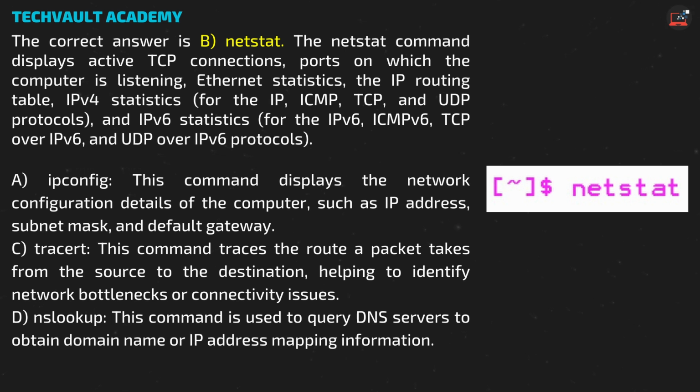A. ipconfig. This command displays the network configuration details of the computer, such as IP address, subnet mask, and default gateway. C. tracert. This command traces the route a packet takes from the source to the destination, helping to identify network bottlenecks or connectivity issues. D. nslookup. This command is used to query DNS servers to obtain domain name or IP address mapping information.